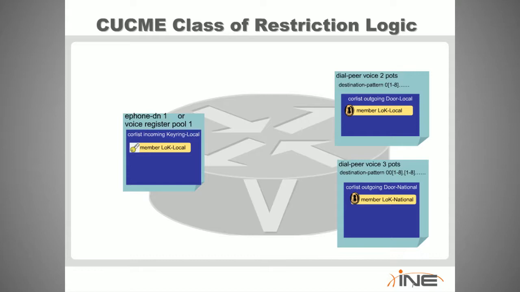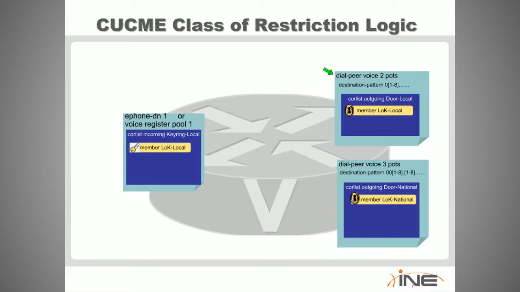Okay, this isn't Detroit or Compton or some of the more sketchy parts of the cities where we have to have 15 locks on our doors. In fact, we're going to talk about an instance where maybe we don't even have locks on our doors, maybe we don't even have doors, just because the neighborhood's so safe, and what that means to class of restriction. But to begin with, you can see here that we've got a dial peer.